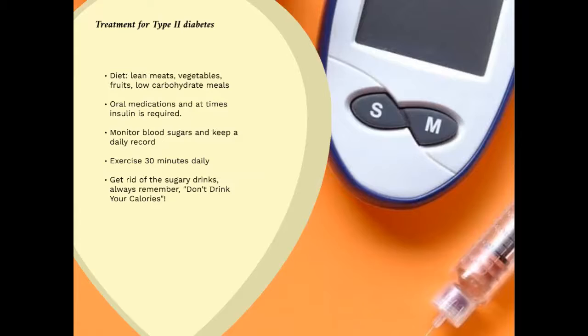Type 2 diabetes, diet is number one. They want to eat lean meats, vegetables, fruits, low carbohydrate meals. Oral medications are required, and at times insulin will be used if the oral medications cannot keep their blood sugars under control. They want to monitor blood sugars and keep a daily record of those. Exercise at least 30 minutes every day, and get rid of the sugary drinks. Always remember, don't drink your calories.